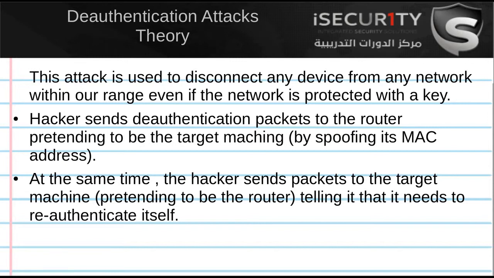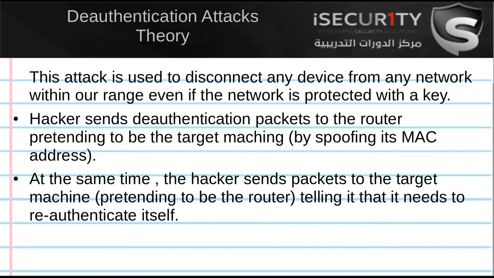At the same time, we're going to spoof our MAC address to the access point's MAC address, the router's MAC address, and tell the target client, you need to re-authenticate yourself. When we do this, we successfully disconnect the target client. So we pretend to be the target client and tell the access point that we want to disconnect from it. Then we pretend to be the access point and tell the client, you need to reconnect, you need to re-authenticate yourself. When we do that, the connection is lost.